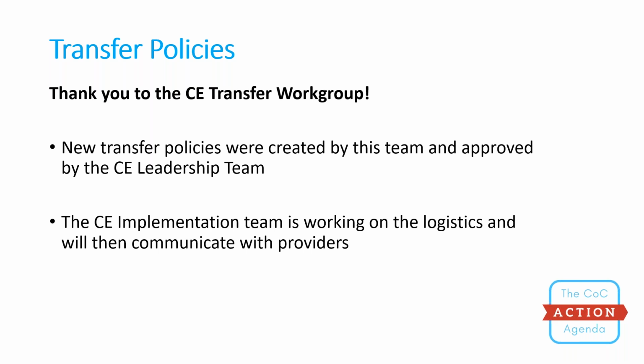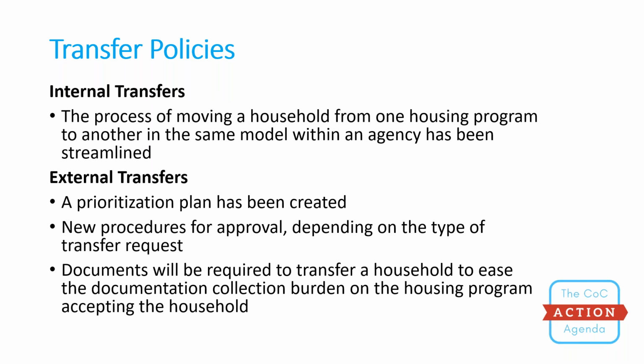The coordinated entry implementation team is working on the logistics and on the back end to make sure this is as streamlined as possible. And we will then communicate with providers about how you would go about using the new transfer policy. As a brief overview, we spent time looking at the internal transfers and really making that a more streamlined approach within the same model type transfers. And then external transfers, a new prioritization has been created, new procedures for approval depending on the type of transfer request, and some additional required documents to make sure that we have that up front so that the housing program that is accepting the household has the ability to hit the ground running with that household and not spend a lot of time working on getting the documents transferred.